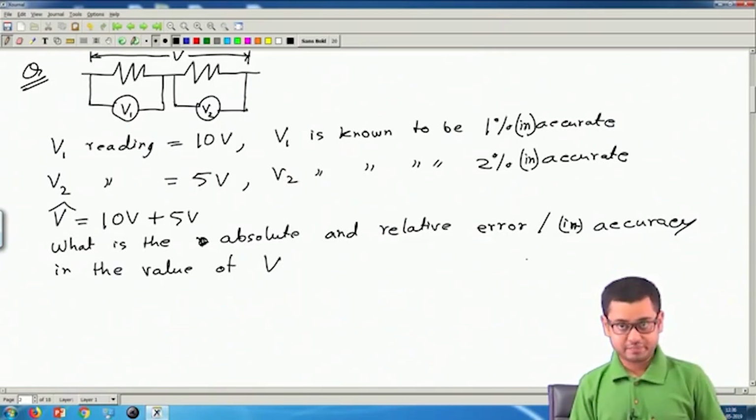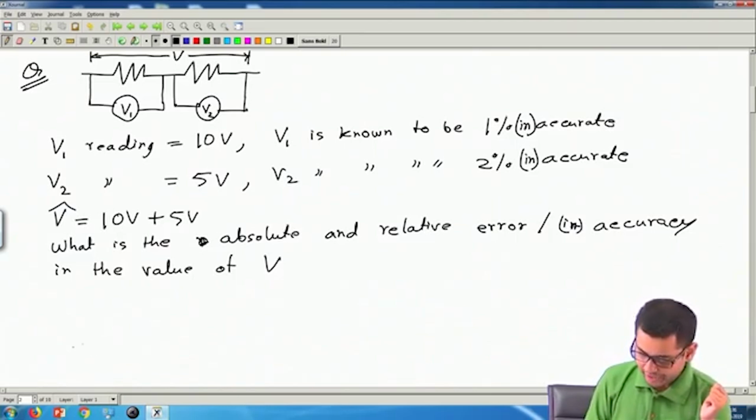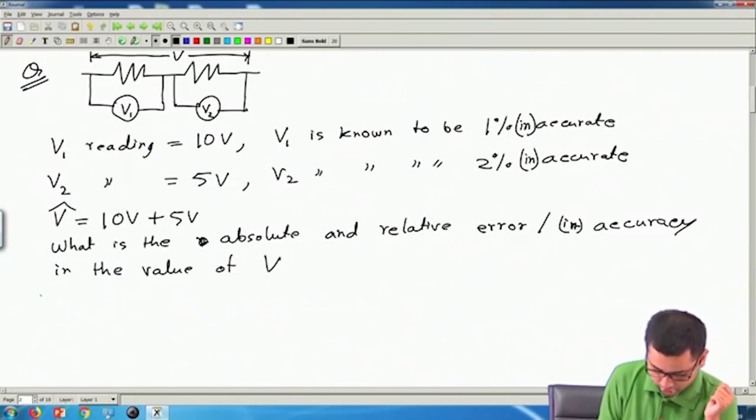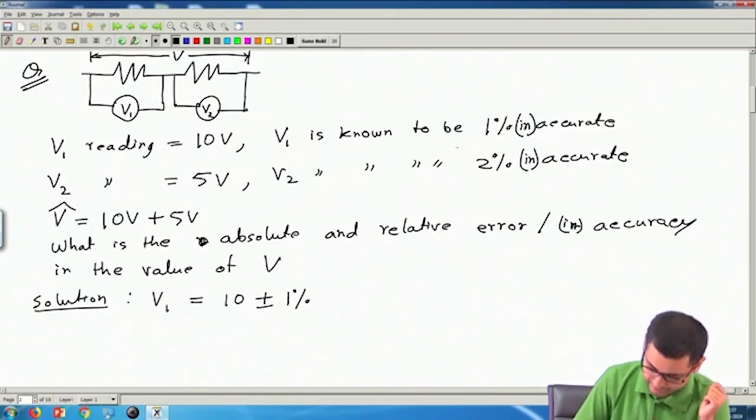Ask questions. Okay. So now the question is, what is the absolute or relative error or inaccuracy in the measured value of V? Okay, so we said that V1 is 1% accurate. So the solution, V1 is 10 volt plus minus 1%. So this is what I have meant when I said that this is 1% accurate.